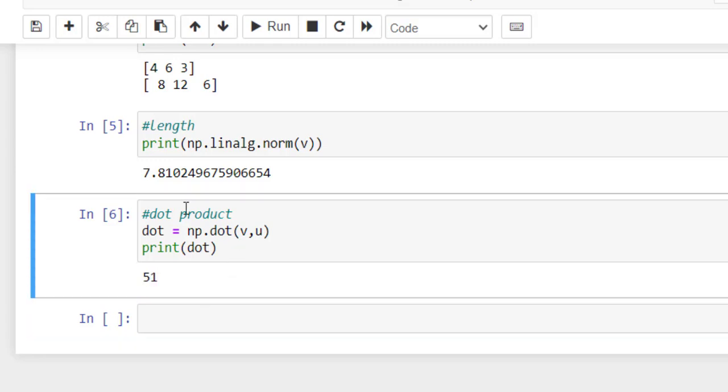So we can do a lot of computation of vectors using Python, but I think for our lesson this is enough. See you in the next lesson, where we shall be looking into matrices.